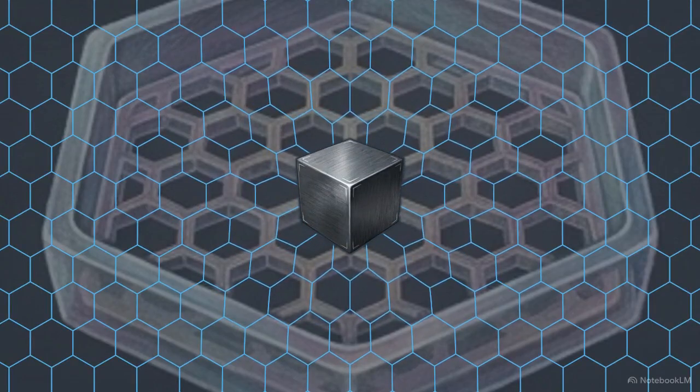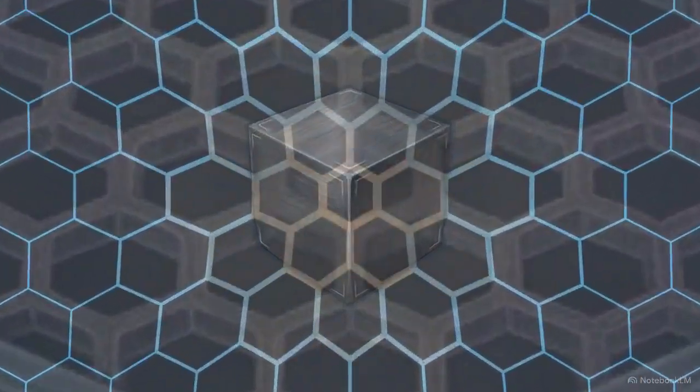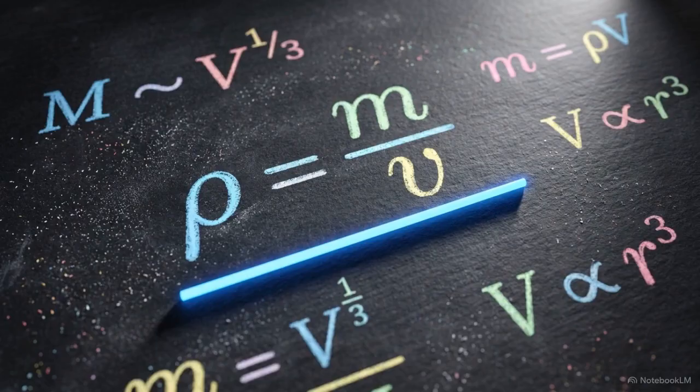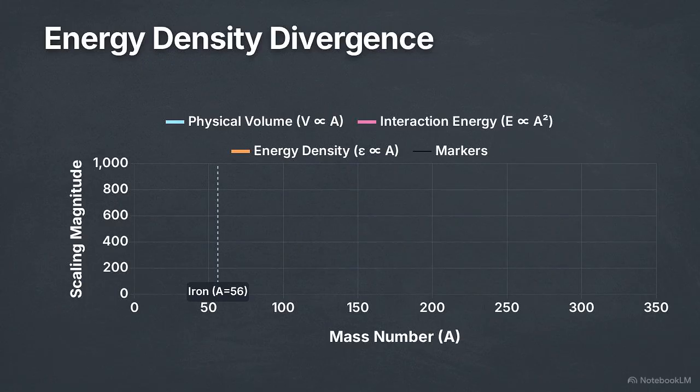It dictates that matter acts dynamically as a compressor that strains the local vacuum. The degree to which an atomic nucleus compresses this vacuum fluid is mathematically governed by the linear density law. This law exposes a profound mathematical divergence in nuclear scaling. As atoms get heavier, their physical volume scales in a slow linear progression. However, the Vorton interaction energy, the fluid equivalent of the strong nuclear force, scales with the square of the mass.